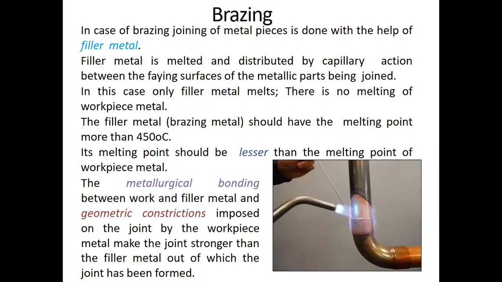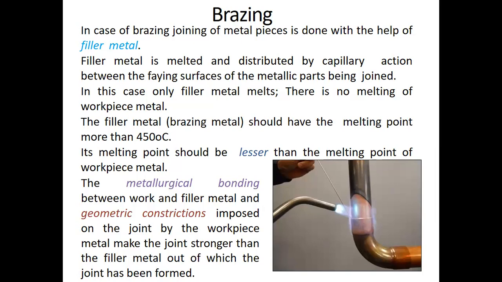So when it comes to brazing, joining of metal pieces is done with the help of filler metal. That is one point that is common to both brazing and soldering. Filler metal is melted and distributed by capillary action between the faying surfaces of the metallic parts being joined, right? We'll see that. In this case, only filler metal melts, as we have seen in soldering. There is no melting of workpiece metal.